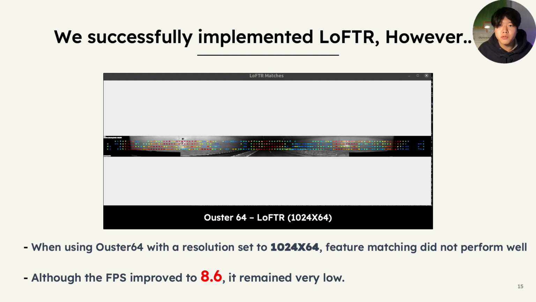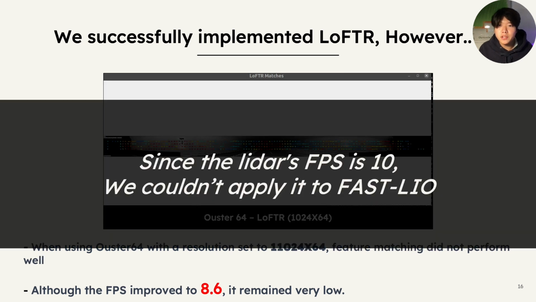Applying LoFTR to low-resolution data using Ouster 64 resulted in a decrease in feature matching accuracy with a slight increase in FPS to 8.6. However, this is still very low. Since the LiDAR's frames per second is 10, we couldn't apply it to FAST-LIO.